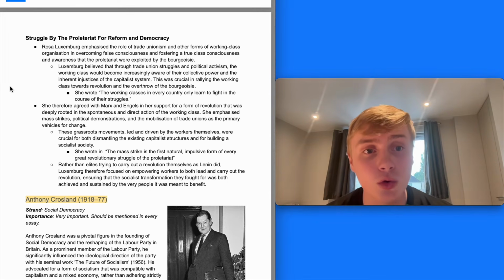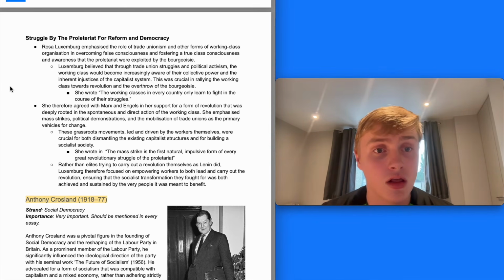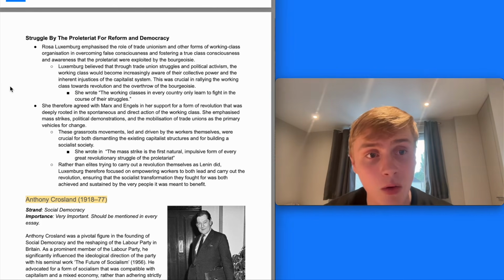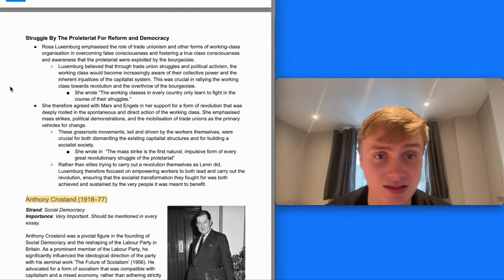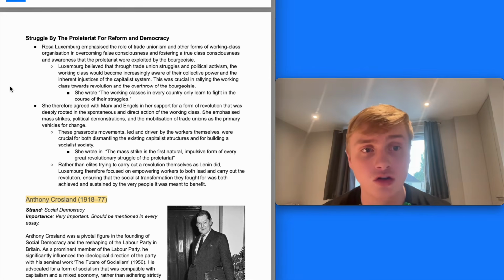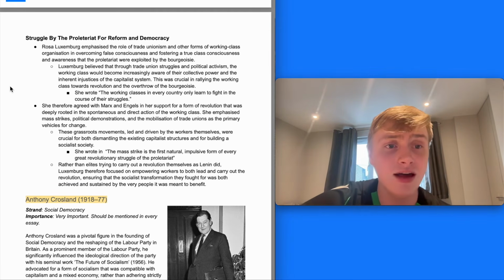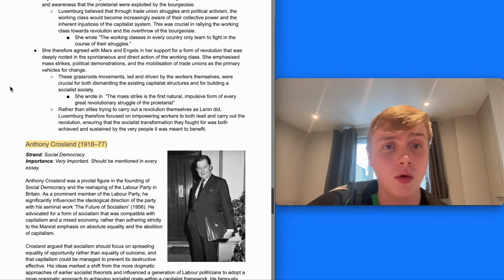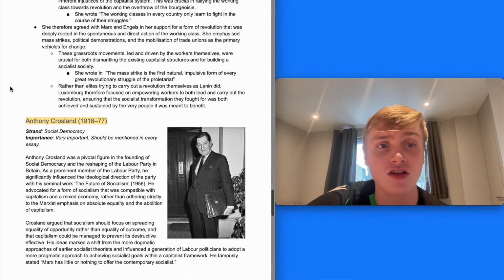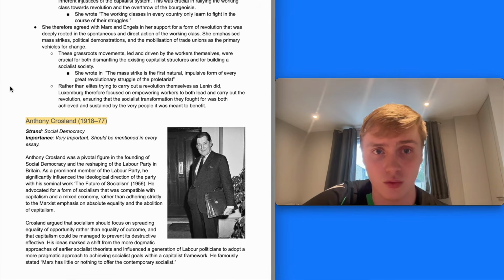And she believed that through trade unionism and political activism, the working class become aware of their collective power and the inherent injustices of the capitalist system, and that's crucial in rallying them towards revolution. So she wrote, "The working class in every country only learned to fight in the course of their struggles." She therefore agreed with Marx and Engels in her support for a form of revolution that was deeply rooted in the spontaneous and direct action of the working class.